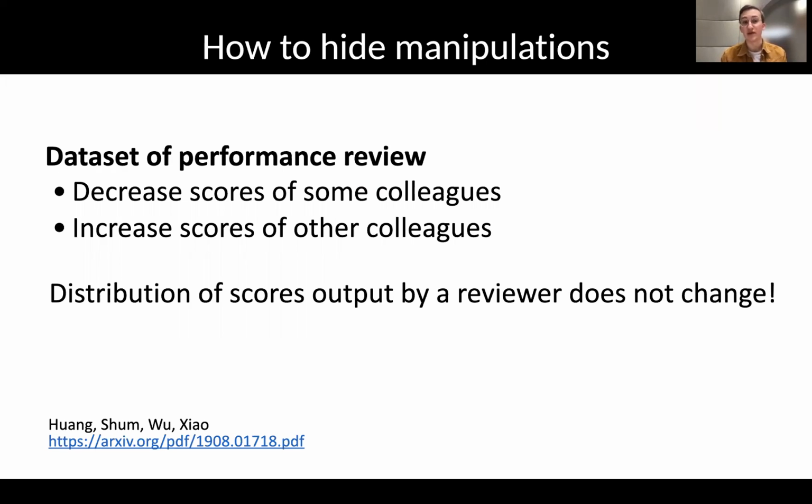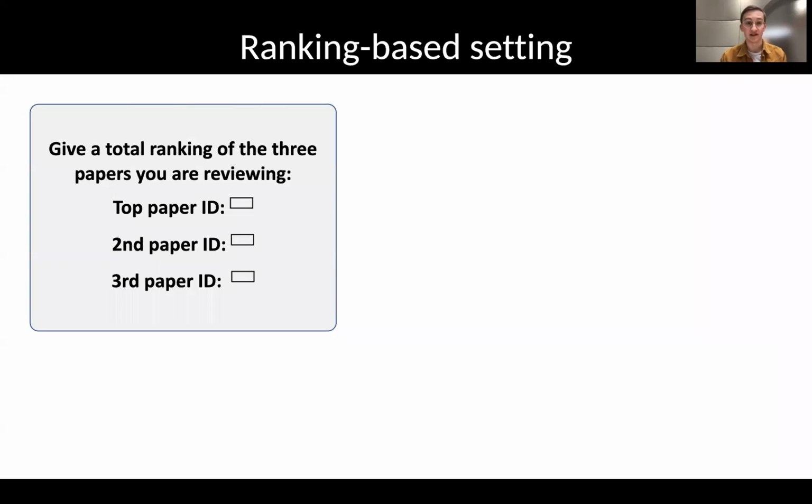And this observation brings us to the ranking-based setting. So in this setting, you don't score your colleagues or items you review. Instead, you need to rank them. So if you assign, say, 3 colleagues to evaluate, then you rank them and tell, hey, this colleague is the best, this is the second best, and this is the third best. See, this kind of ranking-based setting captures the intuition we considered in the previous slide.